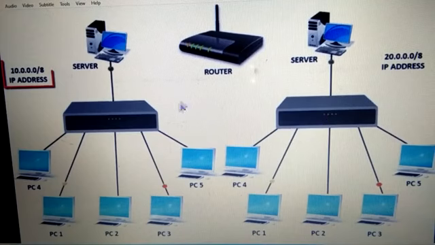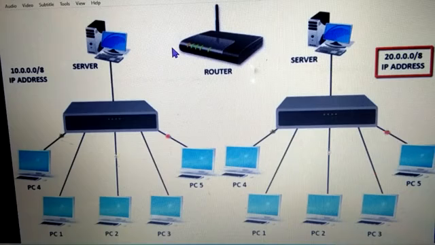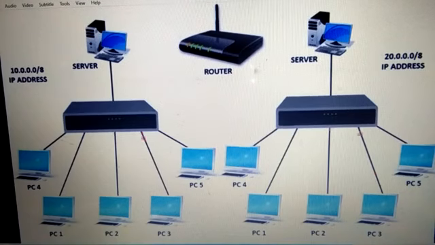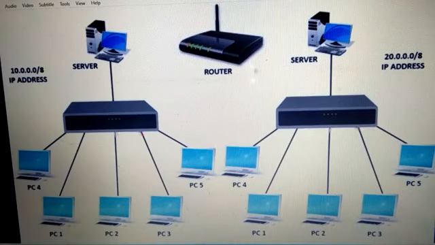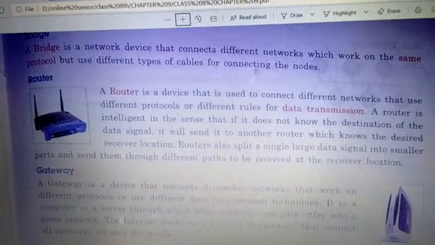If I want to connect this server, this network with this network, I will need a router. This router will help to transmit data between these two networks. Okay, so this router will form a link between these two servers, and it is very intelligent. It knows how and where to send the information. That is what is written in your book also. See here again, let's read.